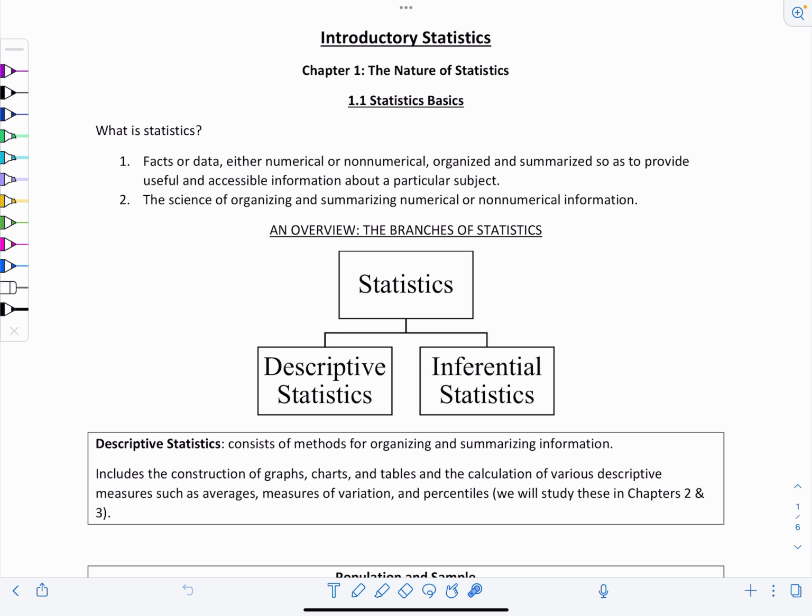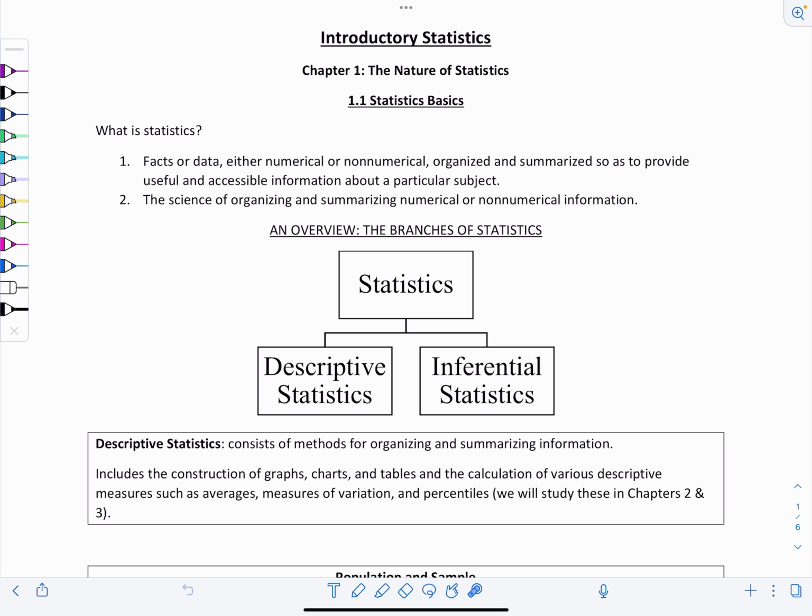So what is statistics? There are two main definitions. First one being statistics are facts or data. It could be either numerical or non-numerical. And this data is organized and summarized so as to provide useful and accessible information about a particular subject. Second common definition is that statistics is the science of organizing and summarizing numerical or non-numerical information.